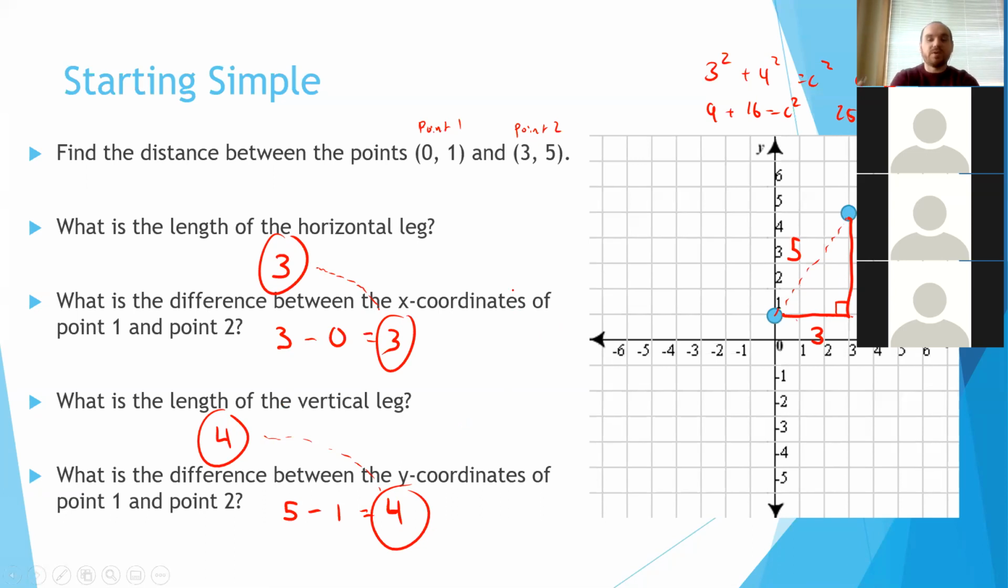I said, what do you notice about the length of the legs and the difference between the coordinates? So Pamela, that's true, but there's a simpler way to say this. Yeah, they're the same, right? So the difference between the y coordinates is the same as the length of our vertical leg. The difference between the x coordinates is the same as the length of our horizontal leg. So basically, that's going to give us an idea of how we can start to solve this without graphing.